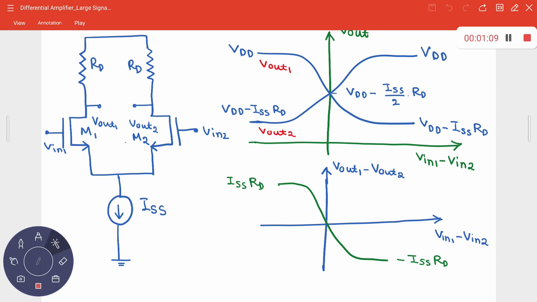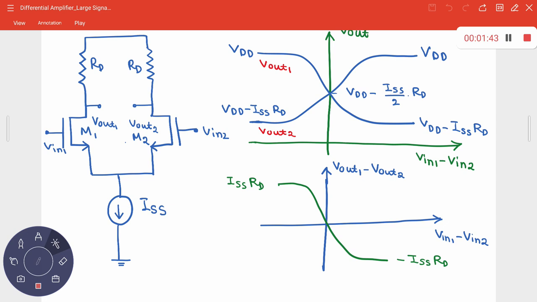It's basically VIN1 minus VIN2, right? And similarly, when we take the output, it is not single-ended. The output is basically VOUT1 minus VOUT2, right? So in case of a differential amplifier or differential pair, we have the input as VIN1 minus VIN2 and output as VOUT1 minus VOUT2, right? So this VIN1 minus VIN2 can be regarded as the input for the differential pair, and VOUT1 minus VOUT2 can be regarded as the output of the differential pair. And accordingly, we have observed that the variation is something like that, right?